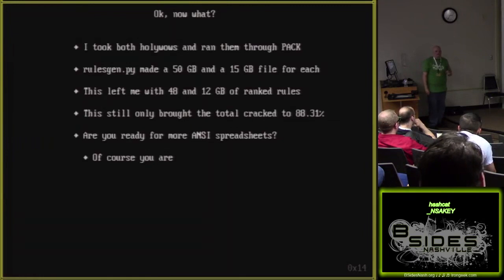Word of warning, if anybody in here wants to attempt to do that, PACK will fall over and die if you throw this many passwords at it. It'll make a file, but it will fall over and die when it goes to sort them. You're going to have to use Unix tools to do that yourself. Just sort RNK1, you'll be good to go. I got to 88.31%, and obviously, I'm just reading slides at this point, which is probably annoying some of you, but who's ready for more ANSI spreadsheets?